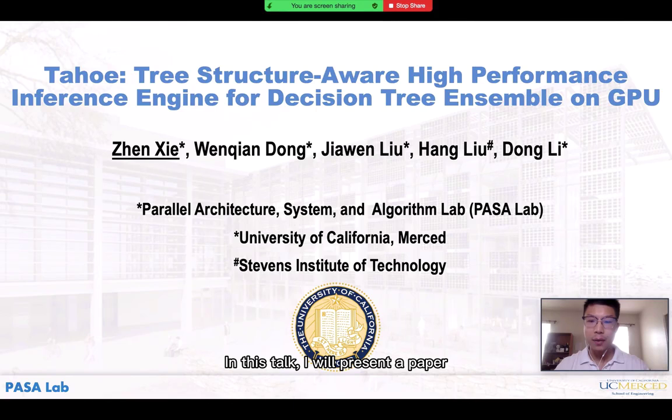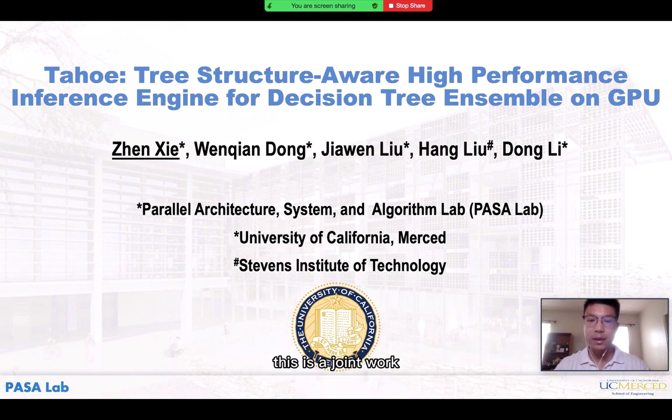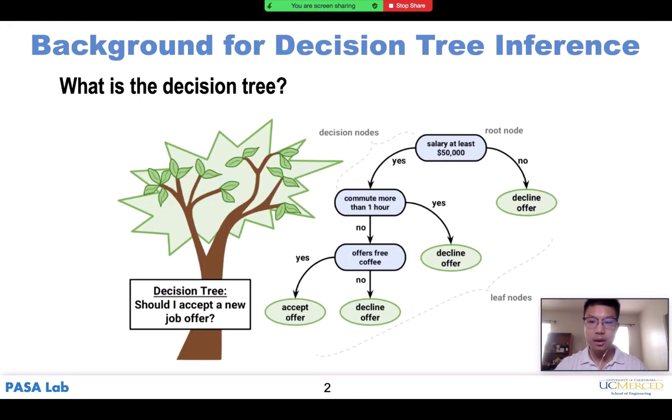In this talk, I will present a paper, Tahoe: Tree Structure-Aware High-Performance Inference Engine for Decision Tree Ensemble on GPU. This is a joint work with my fellow student and my advisor, Professor Dong Li.